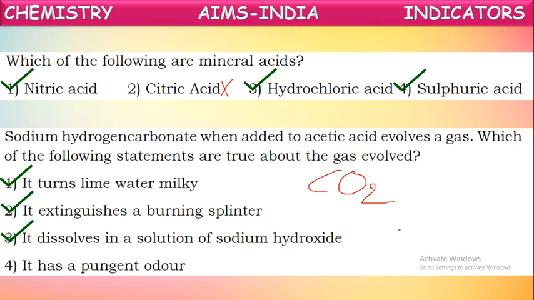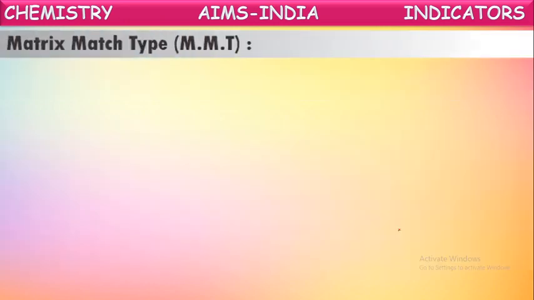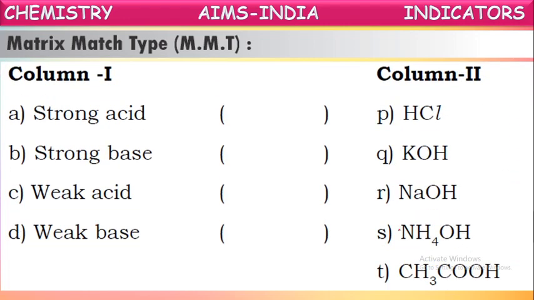Now let's go to the next question. Next section, matrix matching type. In this we have two columns. The one in column 1 may be matched with one or more than one in column 2. Observe carefully. Identify the strong acid from those given in column 2. Which is a strong acid? Hydrochloric acid is one of the strong acids. Any more? No, only hydrochloric acid is a strong acid.